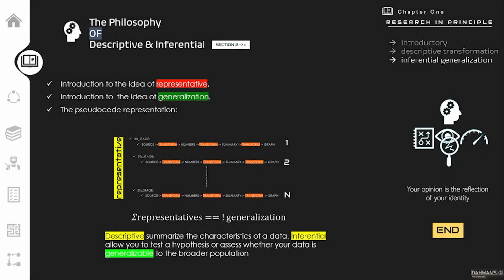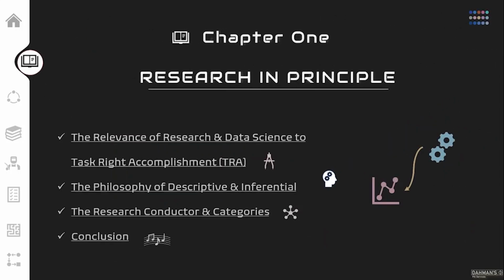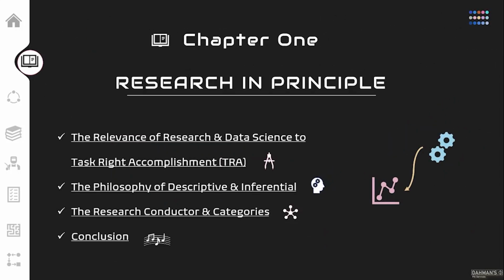So we have come to the end of section 2 on the philosophy of descriptive and inferential. And this is the time we are going to cover the last section of chapter 1, and that is to discuss the research conductor and categories. I will see you then.